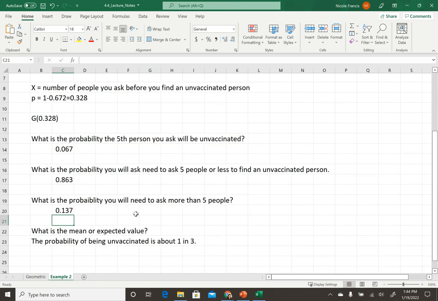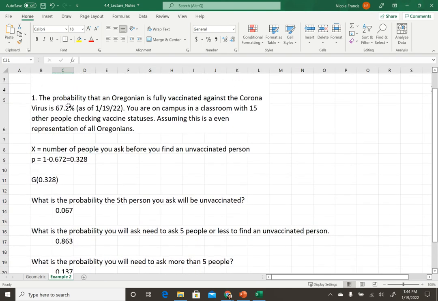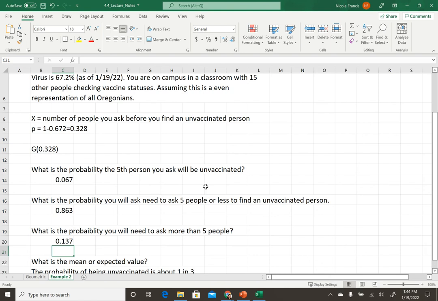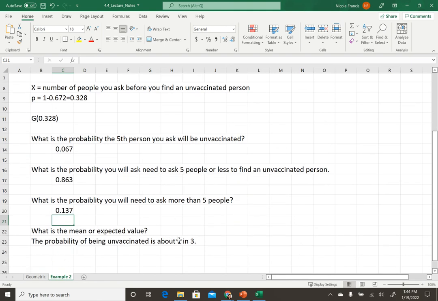And what is the mean or the expected value? We haven't talked about this at all yet, but let's think about it. 67.2%, that's about 2/3, right? So about 2/3 of the people are vaccinated. So that means about 1 out of every 3 people are unvaccinated, right? The probability of being unvaccinated is about 1 in 3. So if we ask 3 people, we expect that one of them is going to be unvaccinated.